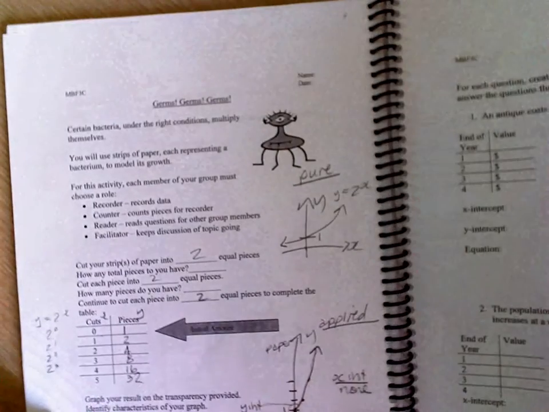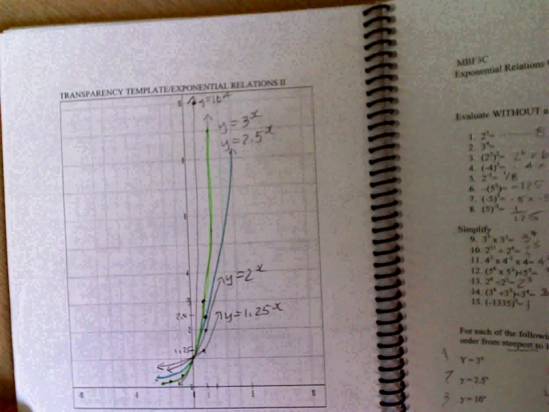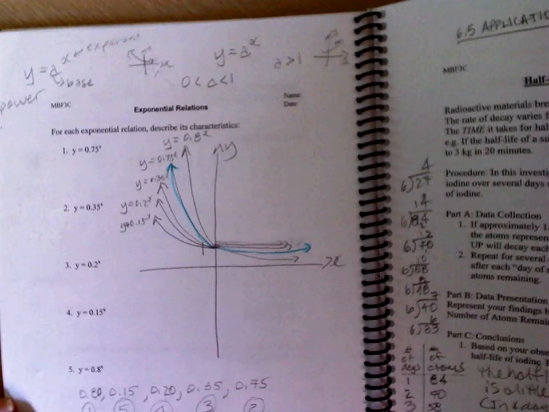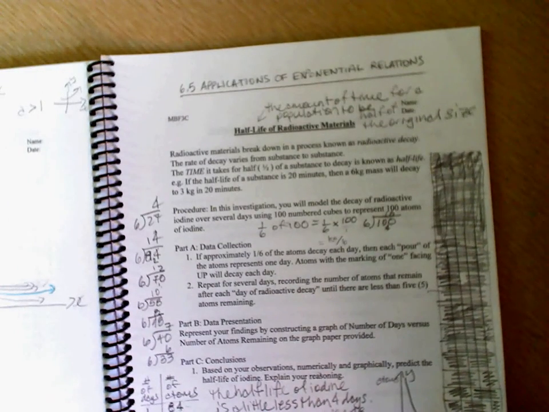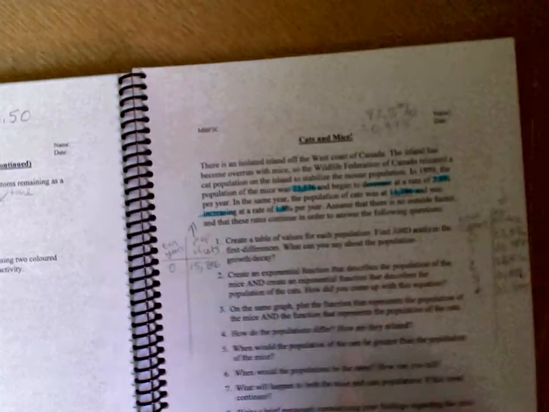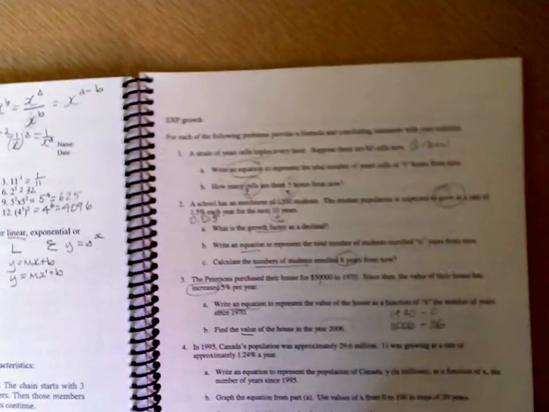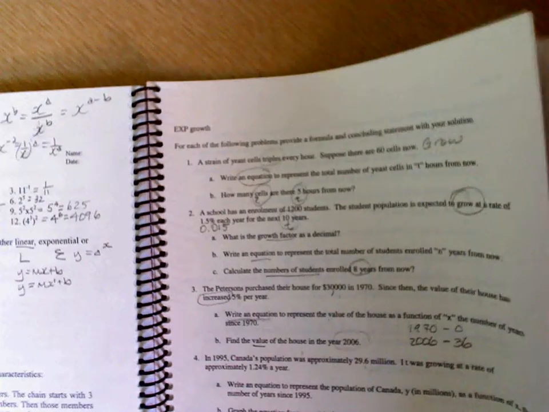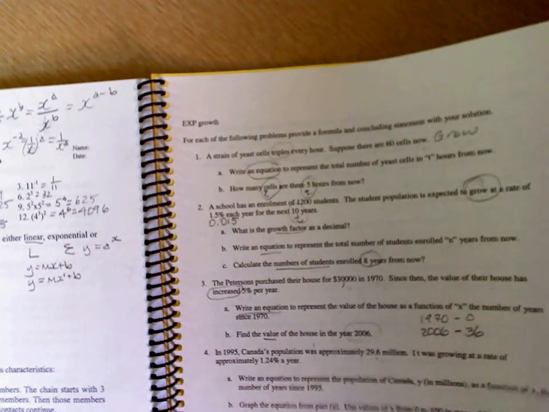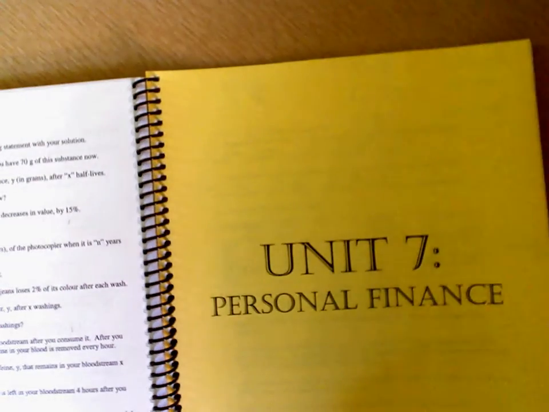Okay, what else do I have here for you? More practice of what we've talked about. Then we did half-lives and talked about that. And word problems with exponential functions, more problems looking at if it's quadratic, linear, or exponential. And then we were done with our exponential chapter.